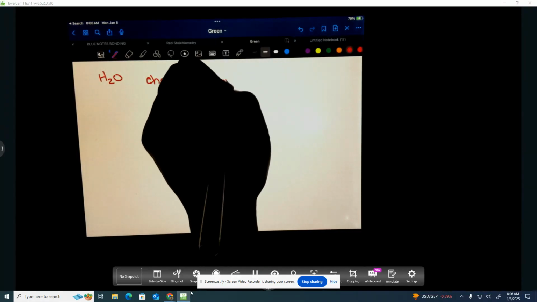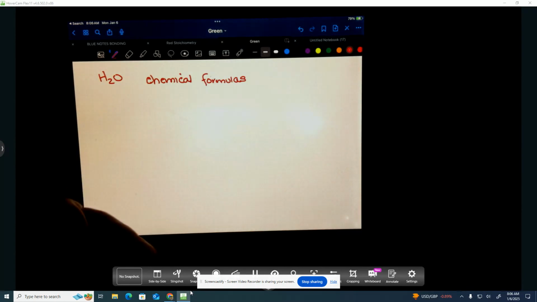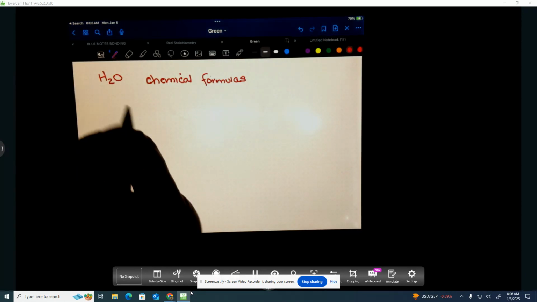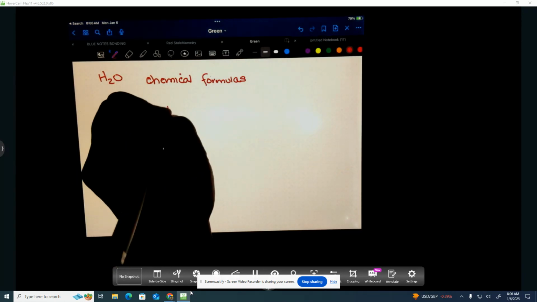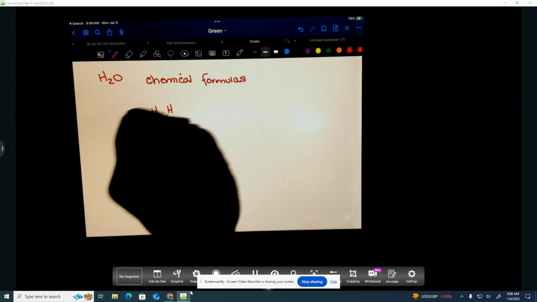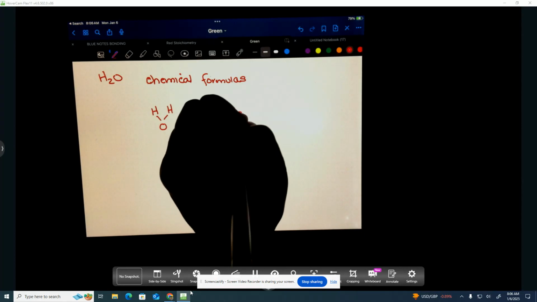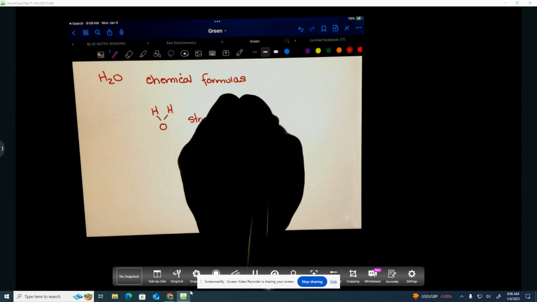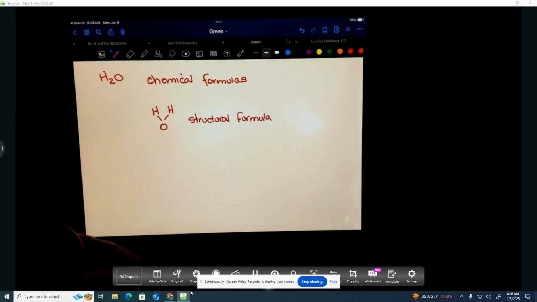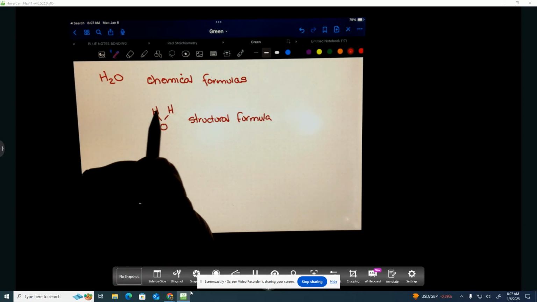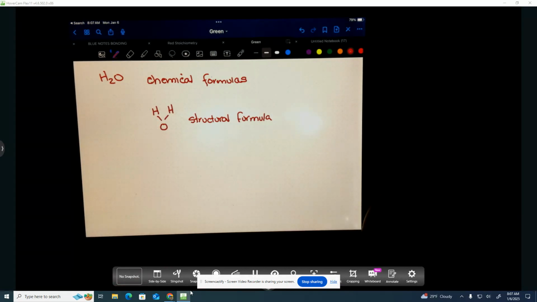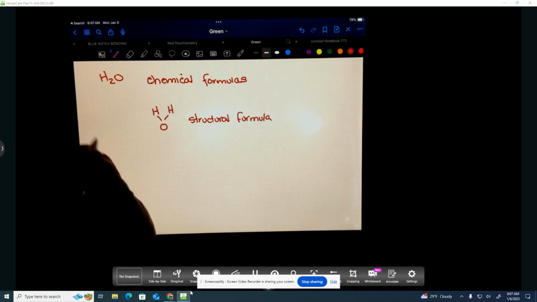Now, there's a couple different kinds of chemical formulas. There's a formula that would look like this. This is called a structural formula. It actually shows you the structure of the compound. Okay? You've got two hydrogens attached to an oxygen. It shows you what it looks like.